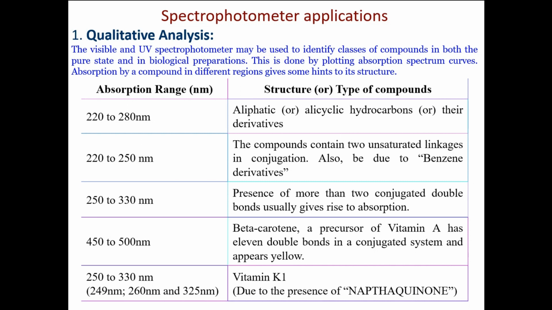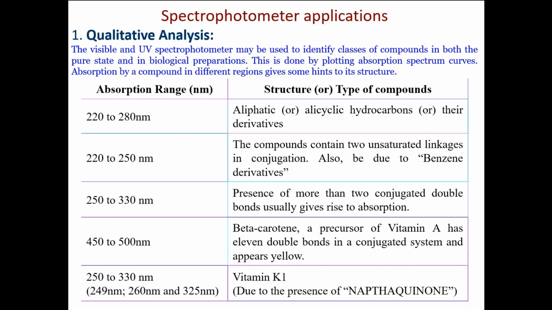So that is conjugated double bonds. And then the 250 to 330 nanometers absorption range is specific for molecules containing more than two conjugated double bonds. So they absorb light at 250 to 330 nanometers. If there is an absorption range between 250 and 350 nanometers, then we can clearly say that these molecules have more than two conjugated double bonds.